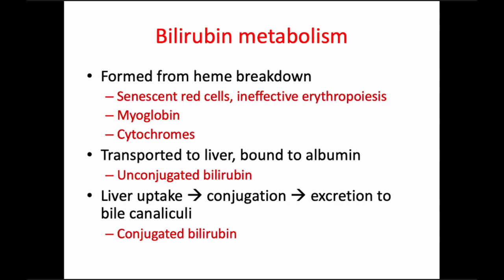So these are the sources of heme, and when they are broken down, they produce biliverdin, which is very toxic, and that converts to bilirubin, which is less toxic but still very toxic, and therefore that must be taken away from the body. So this is immediately transported to the liver bound to albumin. This is unconjugated bilirubin. And in the liver, it is taken up by the liver cell and conjugated to glucuronic acid to produce bilirubin glucuronide, and that's called conjugated bilirubin. And this is excreted in the bile canaliculi into the bile.